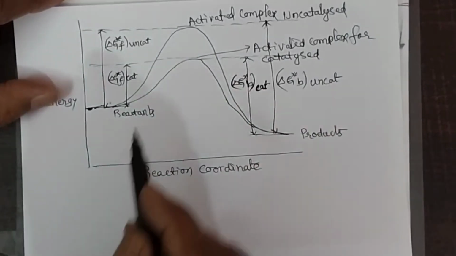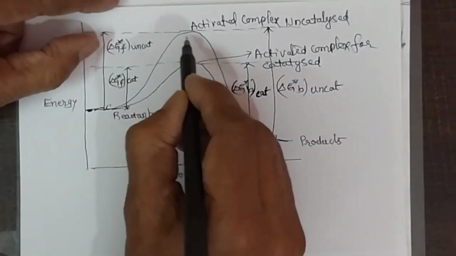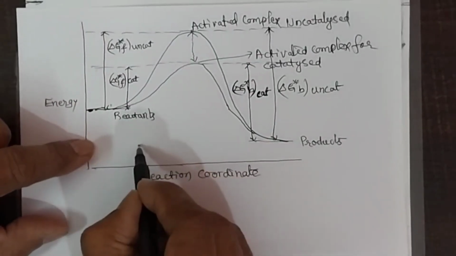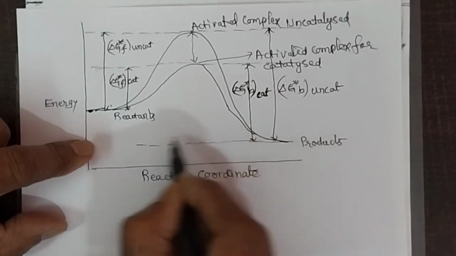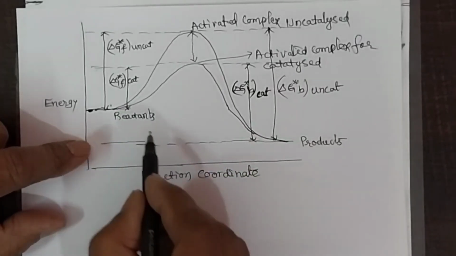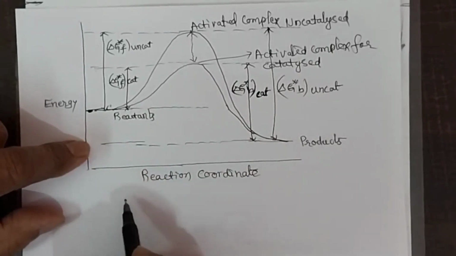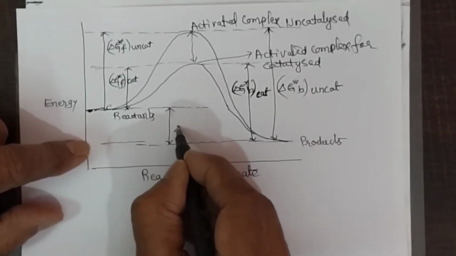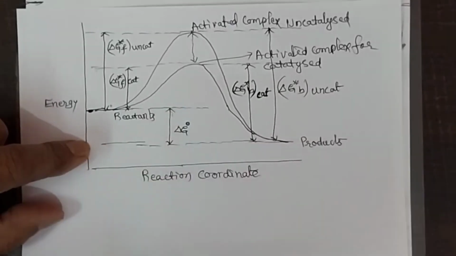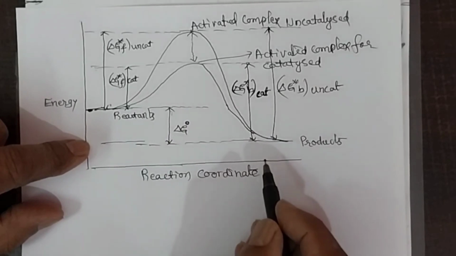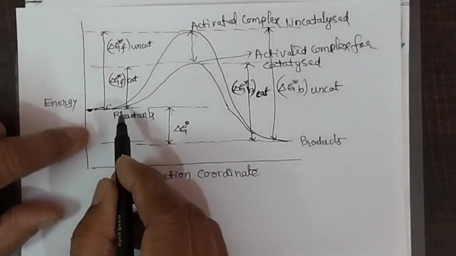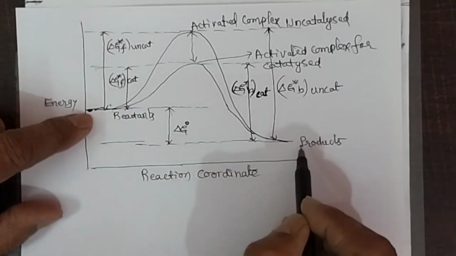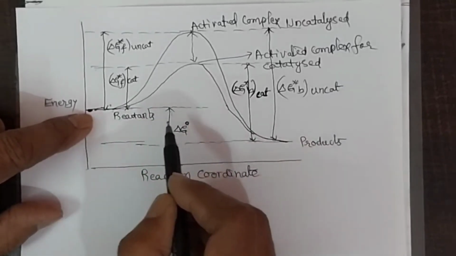Here, by using the catalyst, this much free energy of activation is decreased. Thus, the rate of reaction becomes more. Now, what about the total free energy of the reaction? Here, this is the level of energy of the reactants and this is the level of energy of the products. This difference is the free energy of reaction, that is delta G naught. It is the same in the case of catalyzed as well as uncatalyzed. The energy change of the reaction is the energy of the products minus the energy of the reactants. The level of the energy of the reactants and products is unchanged by using the catalyst.